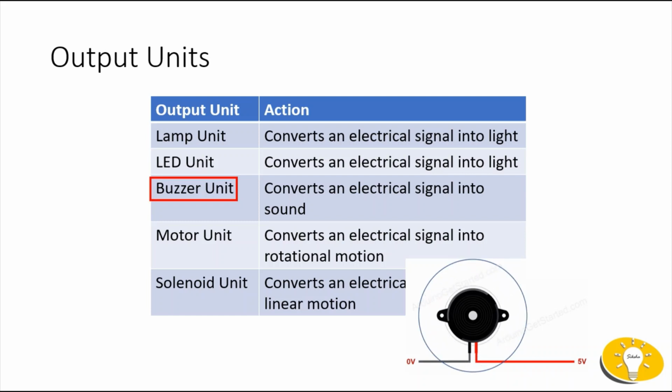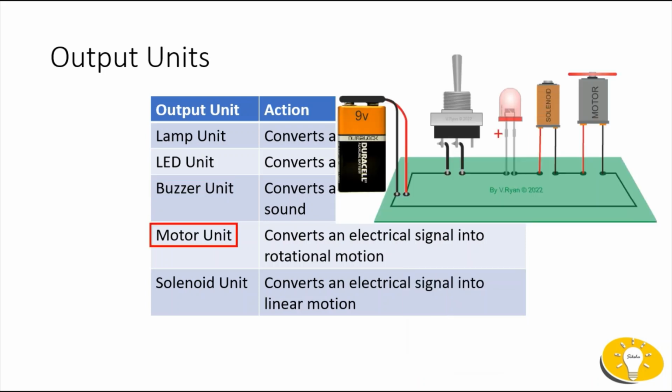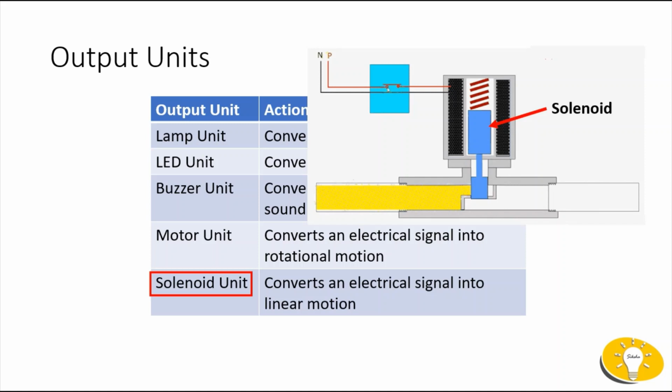Buzzer unit is used to convert electrical signal into sound. Motor unit is used to convert electrical signal into rotational motion, or basically drive a motor. Solenoid unit is used to convert electrical signal into linear motion, that is along XY direction. It can be used as a valve as shown in the animation to control the flow of water in the pipe.